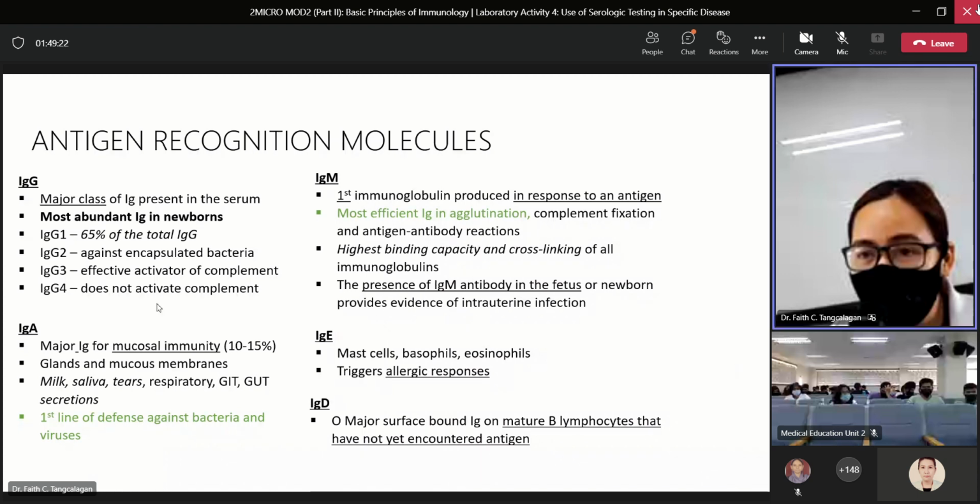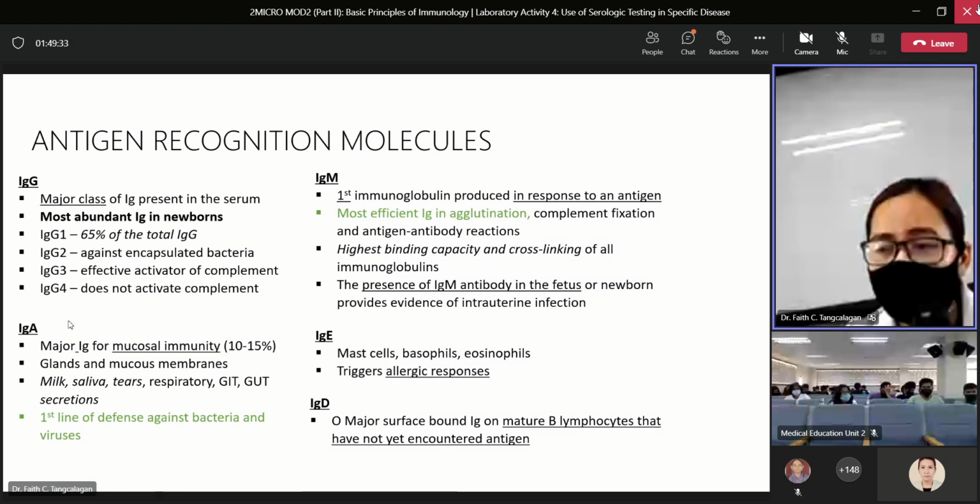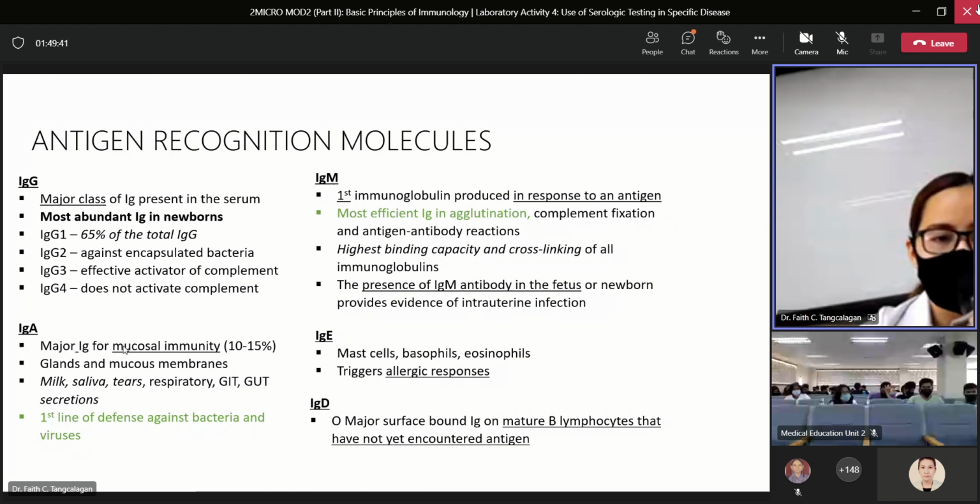So your IgA is actually a major immunoglobulin for mucosal immunity. So more or less, more on the glands, more on the lining glands, more on the mucous membranes. So that's your IgA. So for example, where is your IgA located? Where?